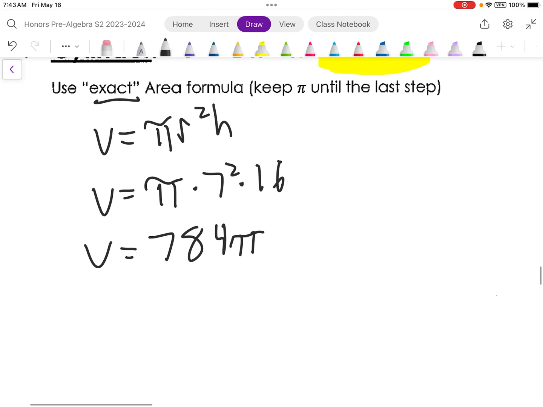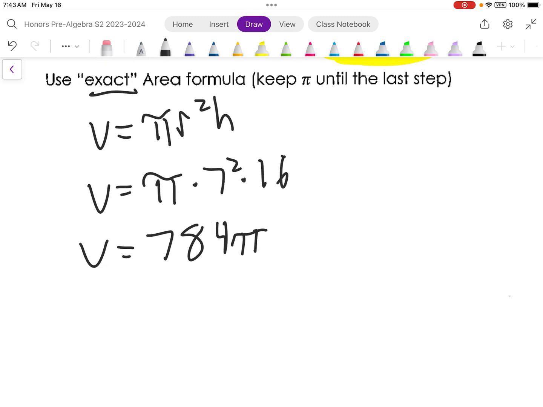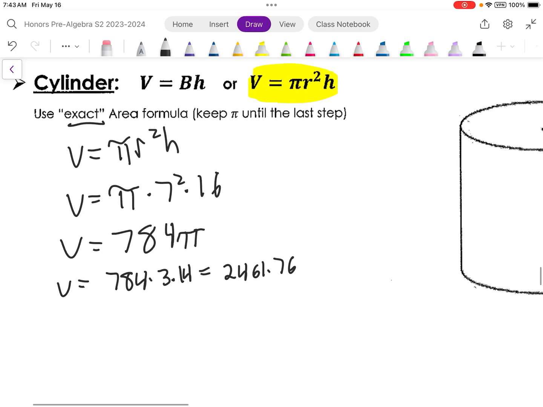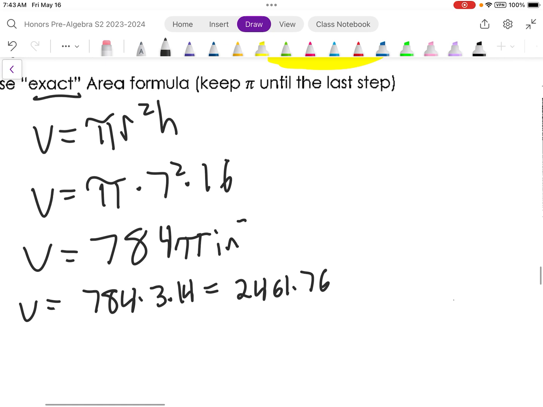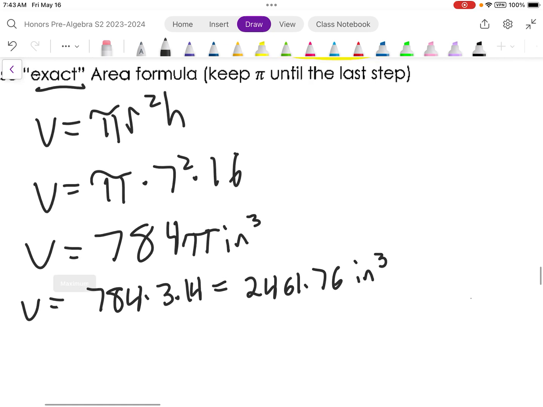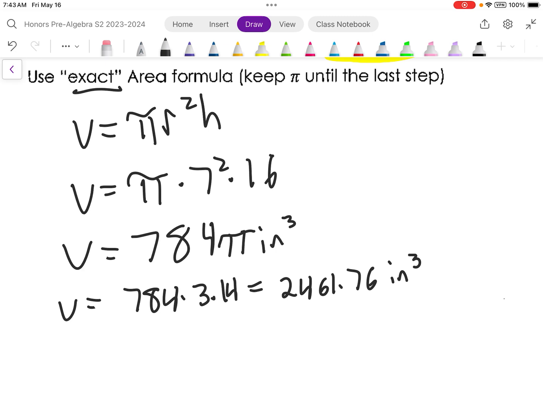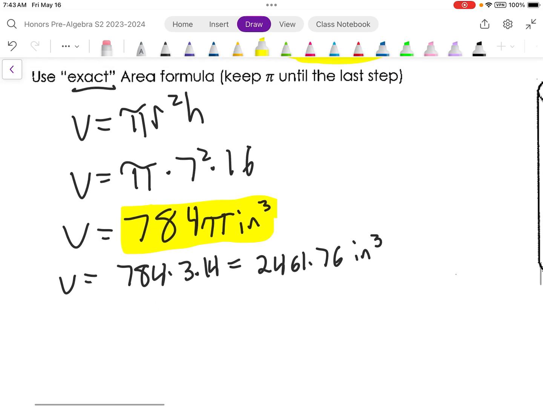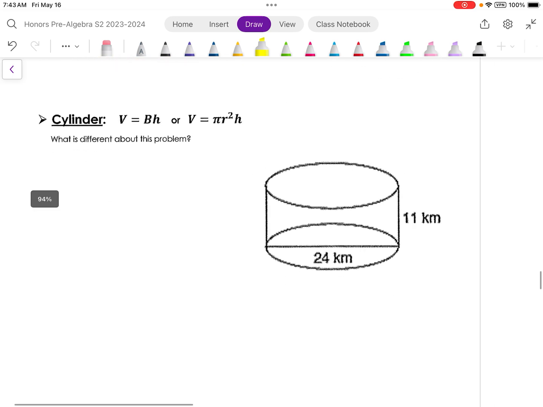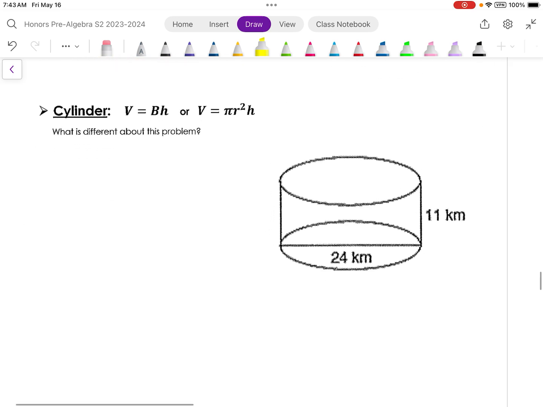Now, if you wanted to multiply by pi, you would multiply by 3.14. So V equals 784 times 3.14, and that would give you 2,461.76. And these units are inches, so we'll have inches cubed and inches cubed. So these are the two different kinds of answers. It asked for the exact, so this is the truest answer here. But the other answer is technically good as well for the volume here. I'm going to have you guys go ahead and pause this video and try to find the volume of this one.